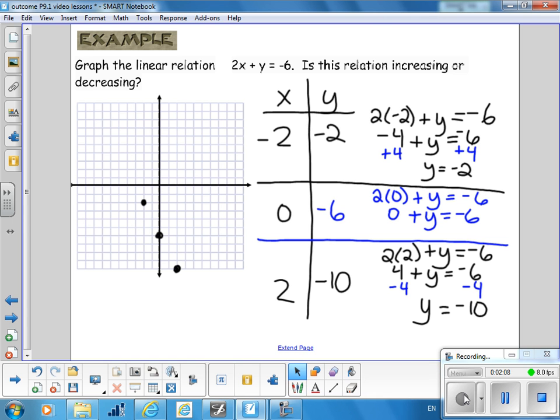And then, because it's not in a situation, we extend a line through these and put arrows on both ends, because depending on the x values you pick, you could have them continue in either direction. To check if it's increasing or decreasing, going from the leftmost point towards the right, we are falling, so it's a decreasing relation.